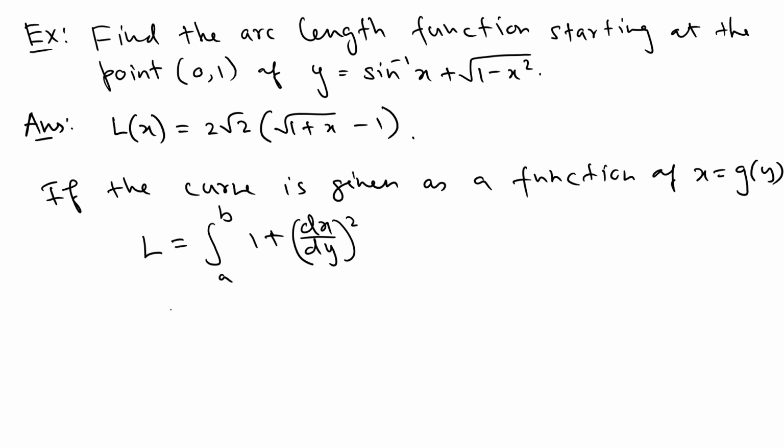You take the derivative upside down, because in this case x is given as a function of y, and then you have to integrate this with respect to the y variable. Remember, it's a dy and dy. That's exactly what happens when you change the order. So in this case, x is given as a function of y. Okay, so that's about that.